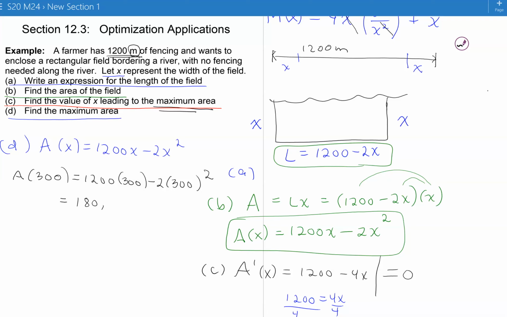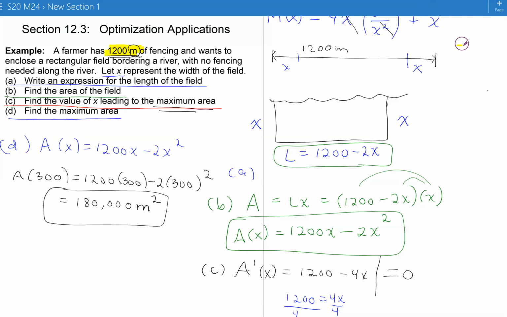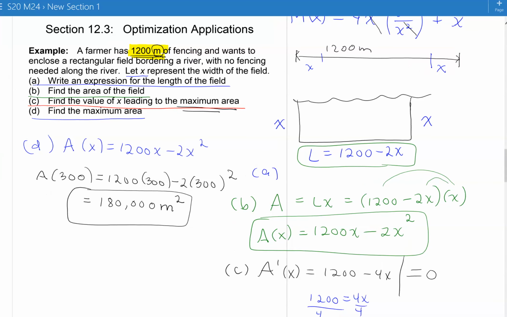And I'm getting 180,000, and it's going to be meters squared. These real life problems have units attached to the numbers. So the answer, 180,000, is not going to be a complete answer. Okay, so one more time, the number that's given here is a length, and you're maximizing the area.